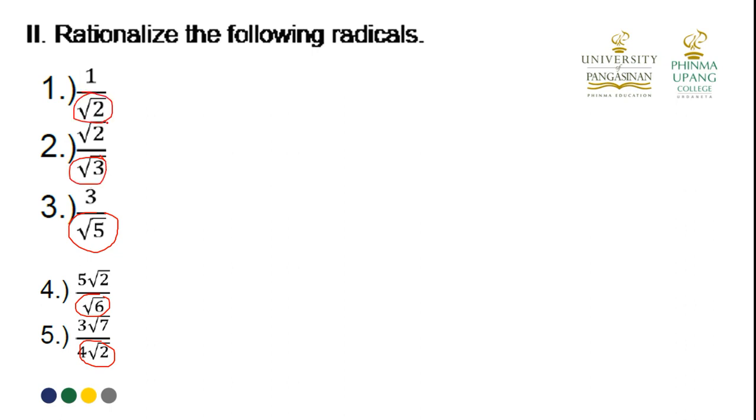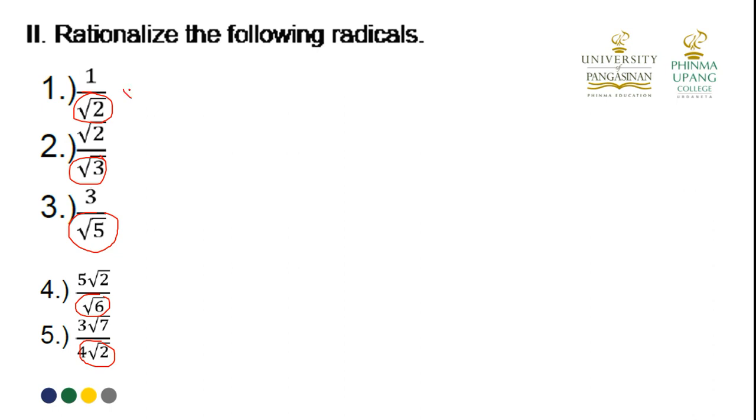Sabi niya, Sir, pag ilalagay na po ba final answer, kailangan po ilalagay yung radian sign? Kahit wag na. Pi lang, okay na. So, itong number 1 natin, we need to rationalize kasi yung denominator niya is naka-radical.